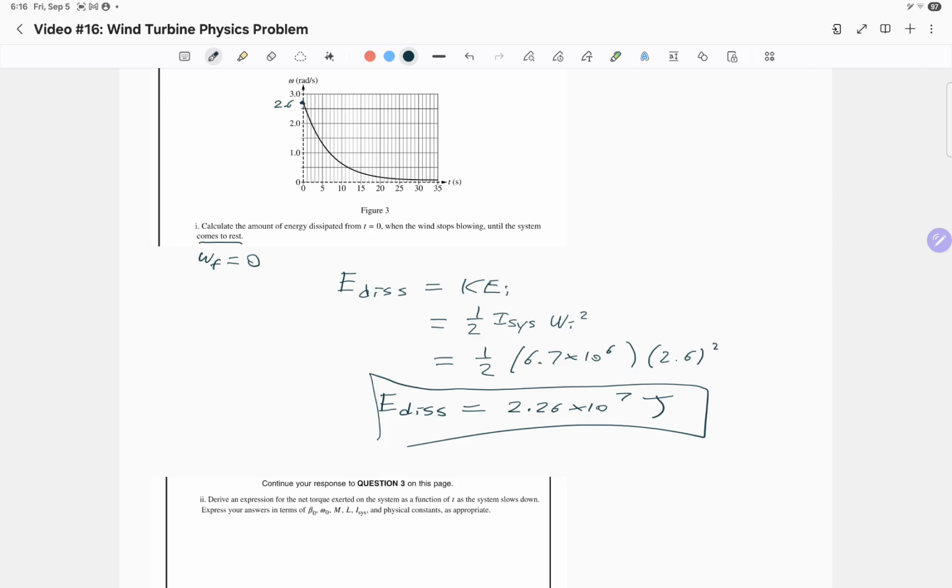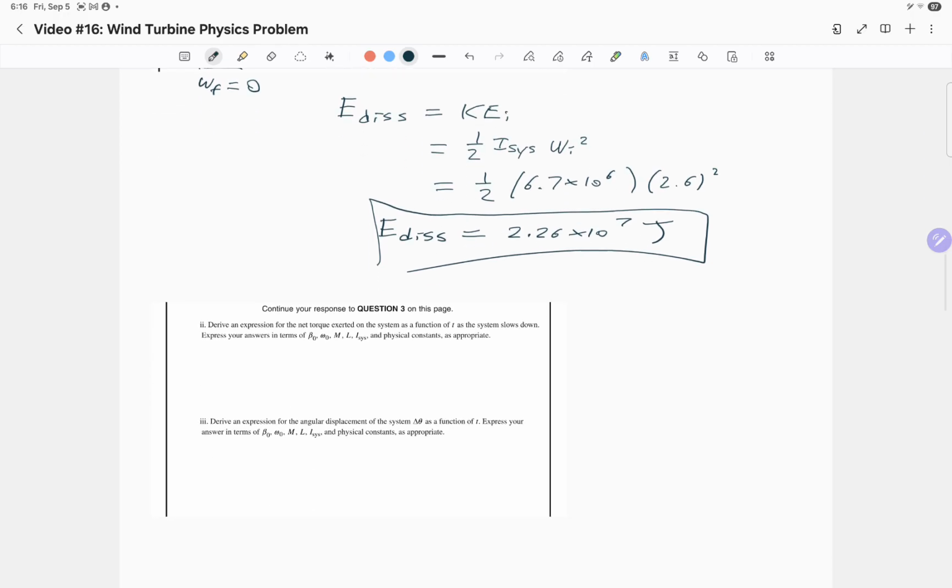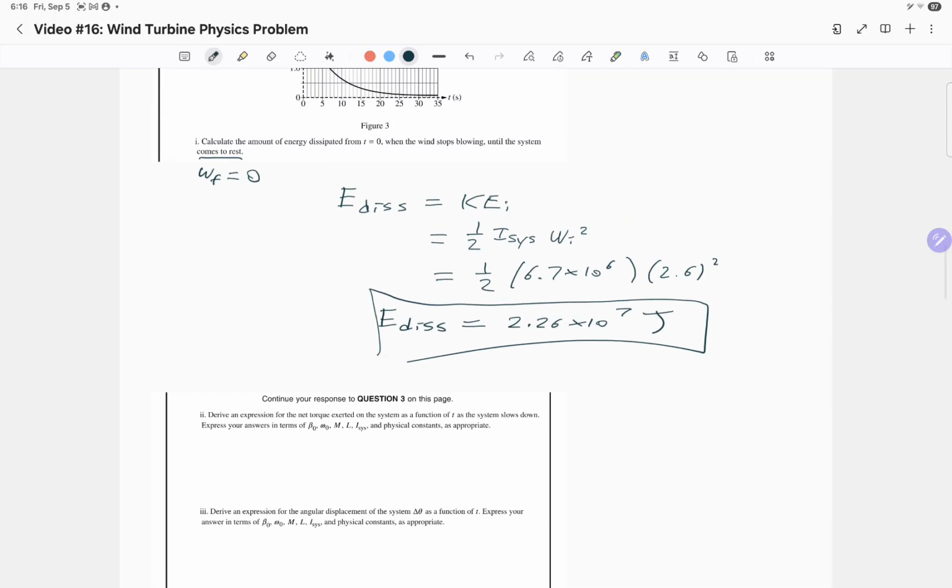All right, let's continue. Wasn't so bad, right? Now I think it picks up in difficulty though. My phone calculator was giving me a little bit of an issue, that's why I had to pause there. But derive an expression for the net torque exerted on the system as a function of t as the system slows down. Express your answer in terms of beta sub 0, omega sub 0, ml, and rotational inertia of the system, and physical constants as appropriate.